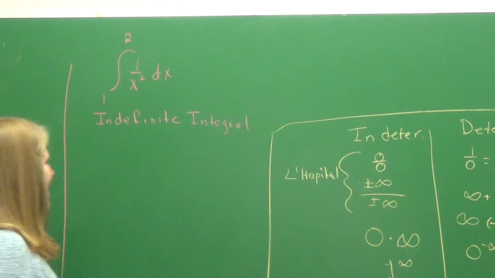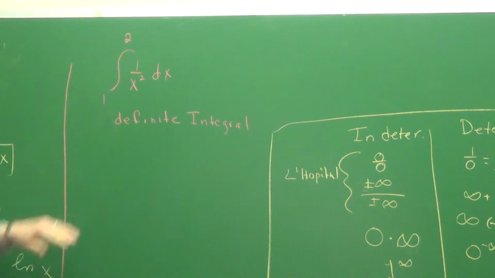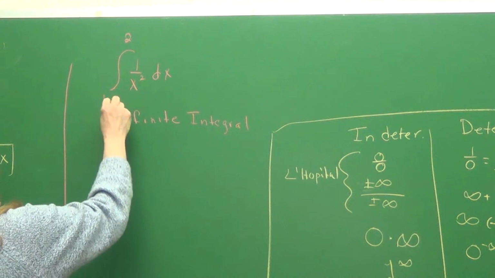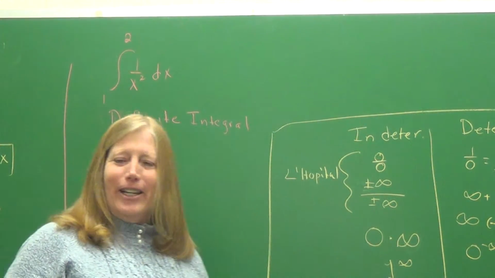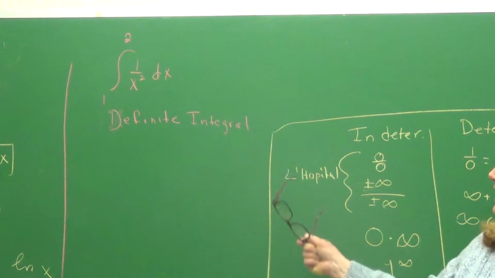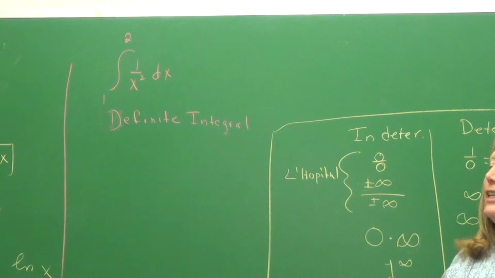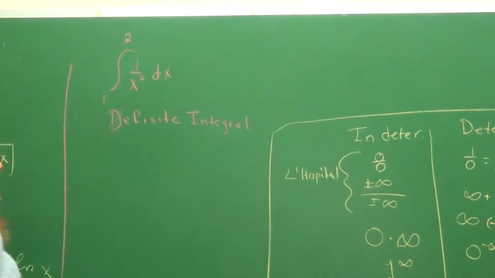I'm sorry, I said this was an indefinite integral. Sorry, it's a definite integral because it has a definite answer. So change that in your books. Definite integral, we're going to come up with a definite answer. Indefinite is when we have no numbers here. We've been working with indefinite for quite a while, so today we're going to go back to definite.